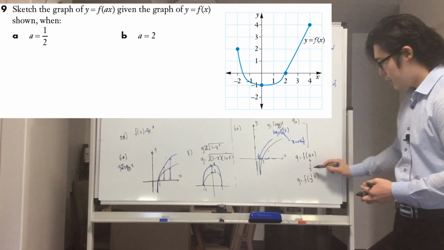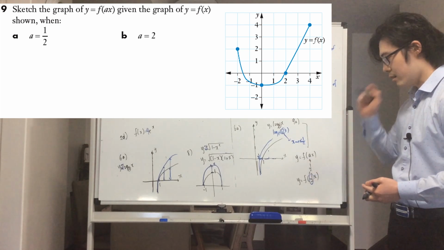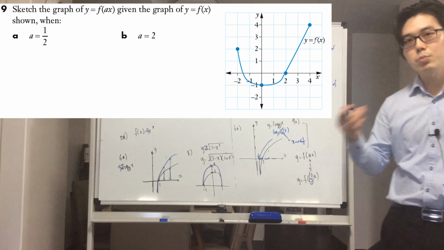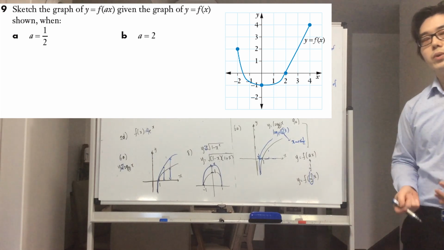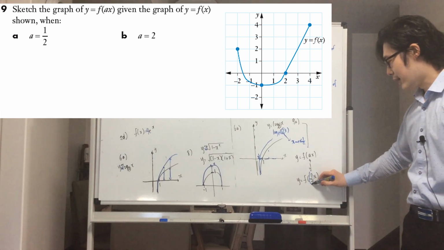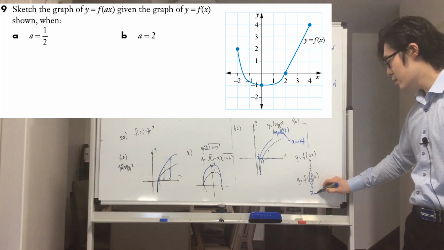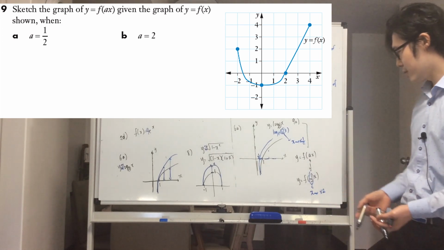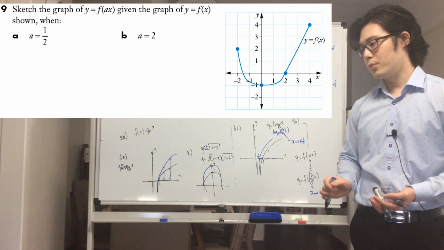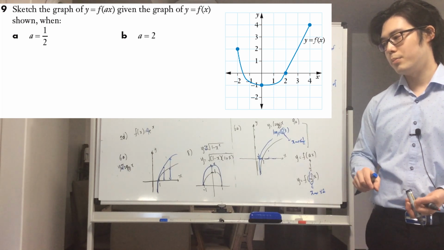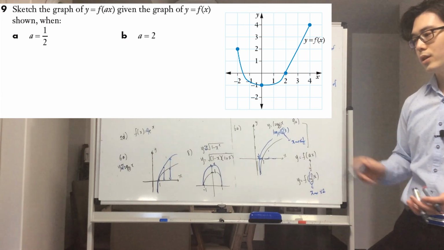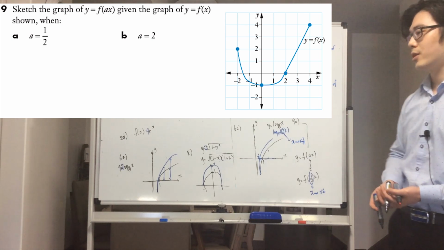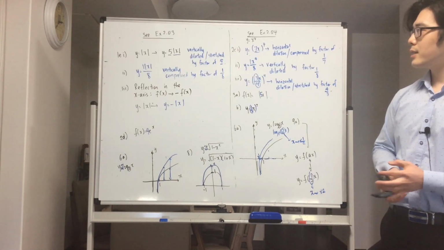If the number inside is smaller than 1, it's going to get wider. That means the x values are going to be bigger by multiplying by 2. So what you need to do is get those dot points and times each of those dot x values by 2 and then join them up and you'll get the graph. That's all I wanted to show, girls.